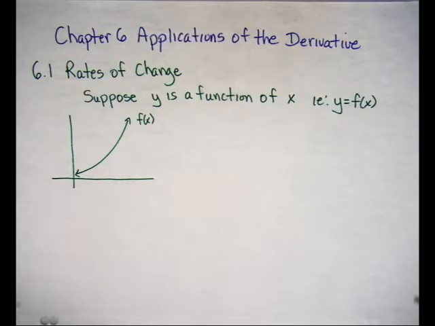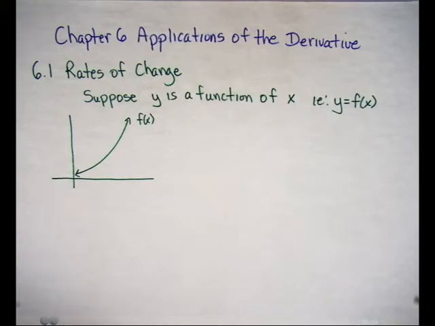Okay, in Chapter 6, we're going to start investigating applications of the derivative. So far, we've learned that the derivative of a function is the slope of the tangent line. And what we're going to do now is look at what are some of the applications of finding the slope of a tangent line. In 6.1, we're going to look at the slope of a tangent line as what's called a rate of change. So what I've done for you here is drawn a picture of a function.